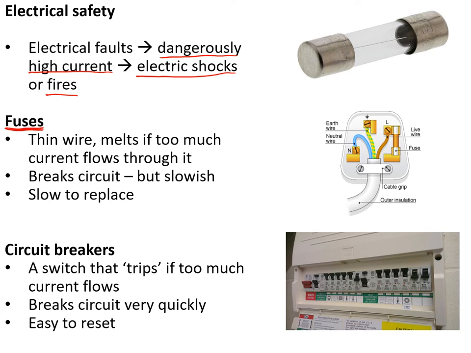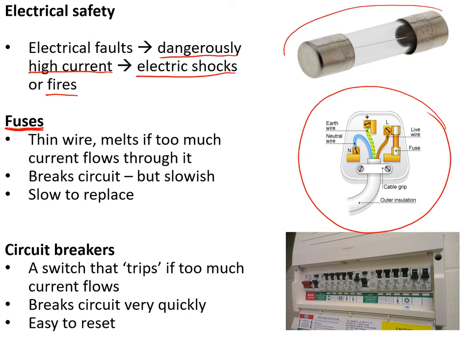Now, fuses go in the plug for your electrical gadget, and they look like this. The key part of the fuse is this thin metal wire that you can see running through there. Now, the fuse is connected between the live pin and the brown live wire.